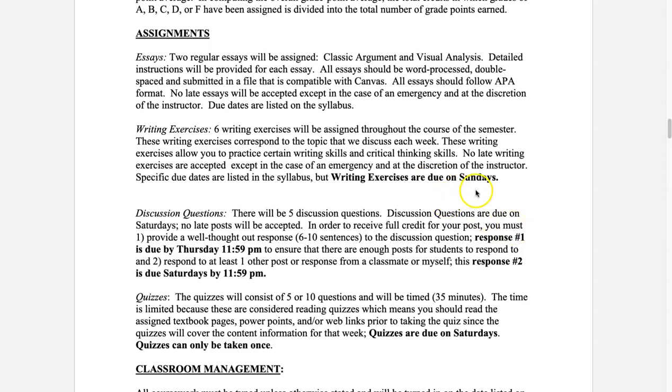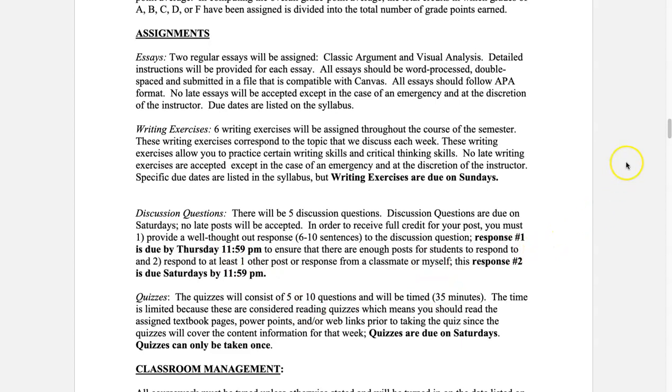For example, the writing exercises are due on Sundays, the quizzes and discussion questions are due on Saturdays. So like I said, just this first week, I gave you a little bit more time because it's a short week, but starting week 2, everything goes back to the regular scheduled due dates.